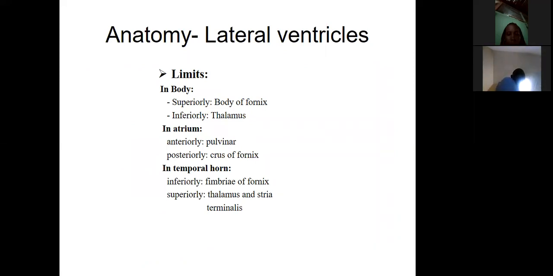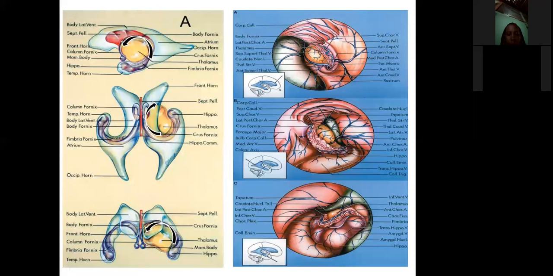In the body, it is limited superiorly by the body of the fornix and inferiorly by the thalamus. In the atrium, it's limited anteriorly by the pulvinar, the posterior part of the thalamus, and posteriorly by the crus of the fornix. In the temporal horn, inferiorly by the fimbria of the fornix and superiorly by the thalamus and the stria terminalis. So here we can see the choroidal fissure better.